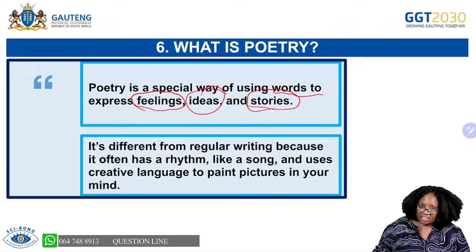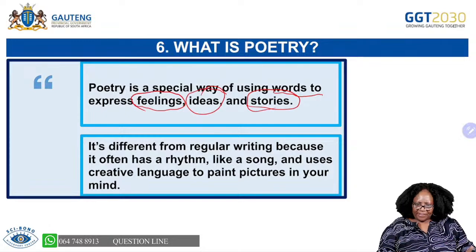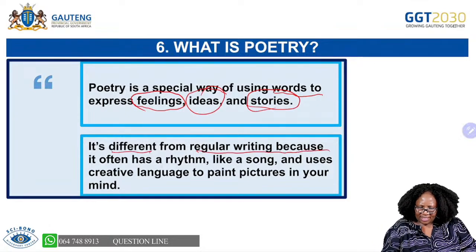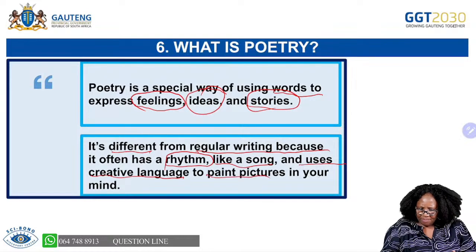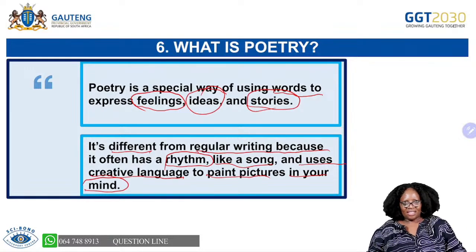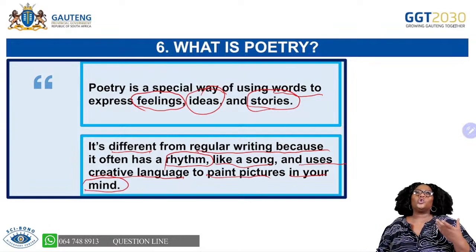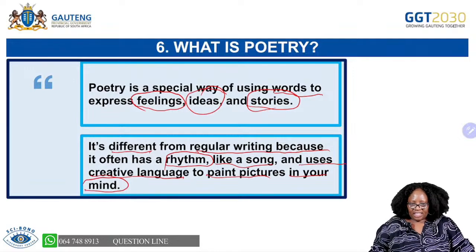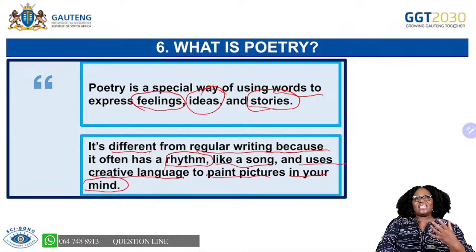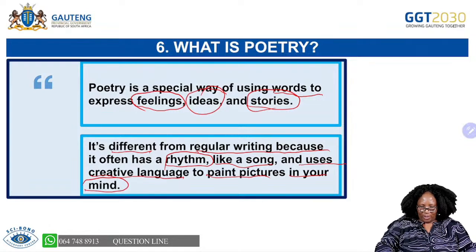You know, a poem is not a narrative like a short story or a drama, but it has its special form. It is different from regular writing because it often uses rhythm, like a song, and uses creative language to paint pictures in your mind. We have the rhythm there, like we sing songs. So that will be poetry for you. Remember the lullabies that you used to do when you were still very small. So this time, we do not only read and see the rhythm, but we study the special way of using words.